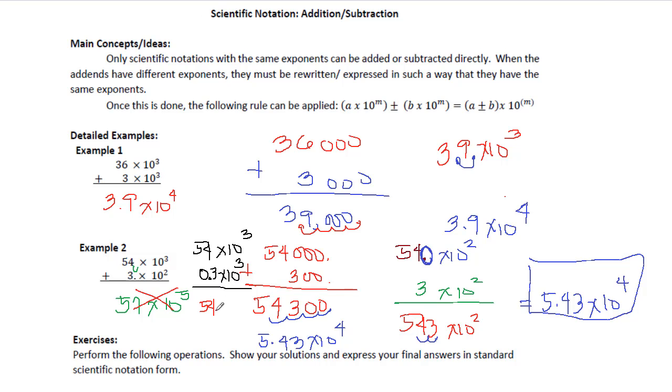So 54.3. Sorry, I don't write well. Anyway, I'll just rewrite 54.3 times 10 to the 3. Okay, and again, if you want to convert this to standard scientific notation, we need to move this one step to the left. So it will now be 5.43 times 10 to the 4. So all of these steps will give you the same answer. So choose wisely.